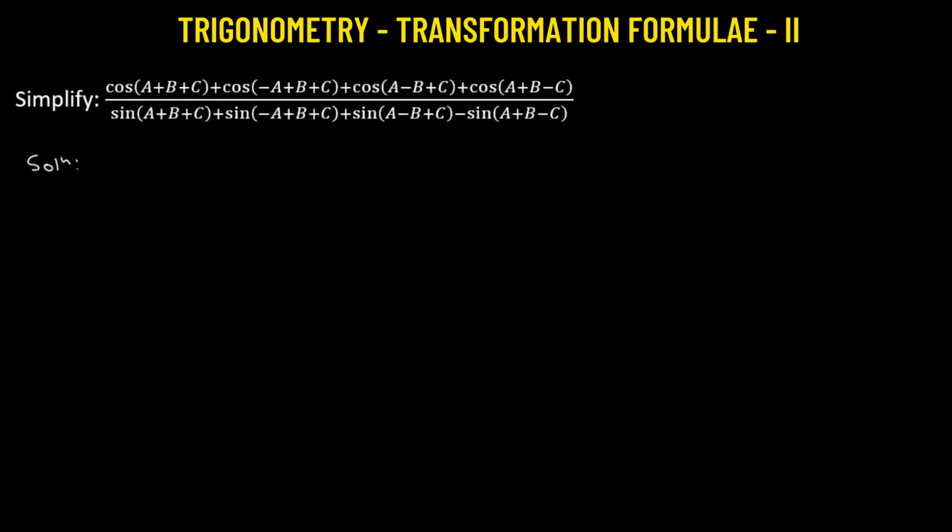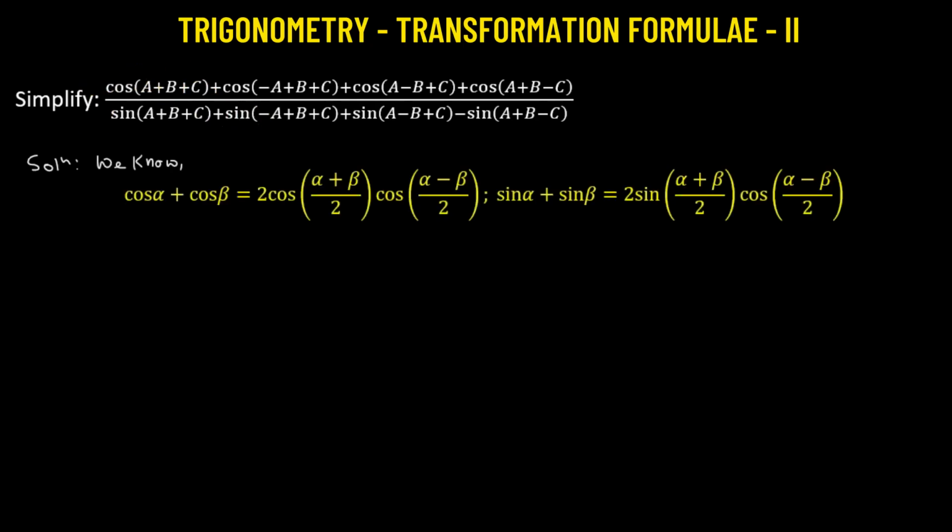So let me state the formula. Here we have cosine of alpha added to cosine of beta, so that transforms as a product of 2 cosine functions. Similarly, the sum of 2 sine functions transforms as a product of a sine and a cosine. We can apply that formula to the denominator part where we have the summation of 4 sine functions. So we're going to add 2 cosine functions at a time in the numerator, and in the denominator also we're going to add 2 sine functions at a time.